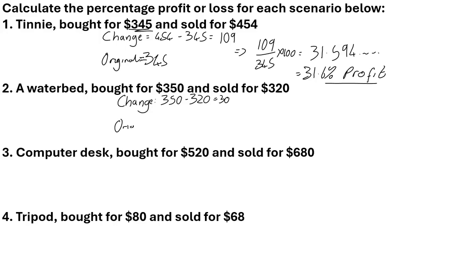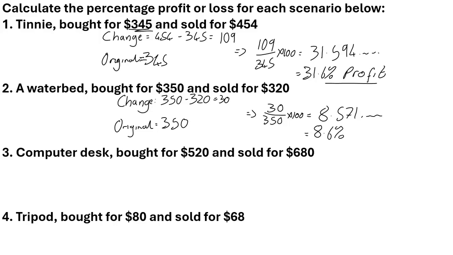The original, so it's what I started with, it's 350 bucks. So then I look to get my percentage change by doing 30 divided by 350 and multiply it by 100. What that gives me is 8.571 continuous percentage. So that is going to be 8.6%, and in this case it's gone down, so contextualize it with a loss.